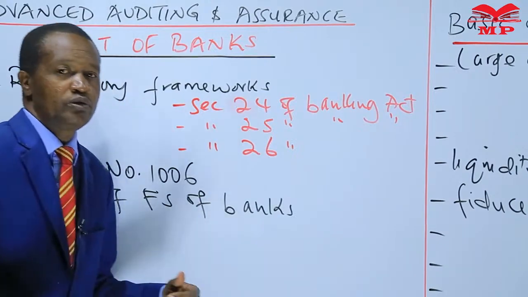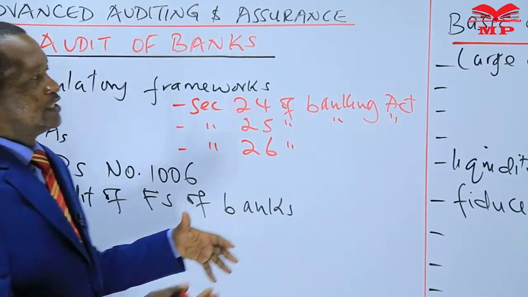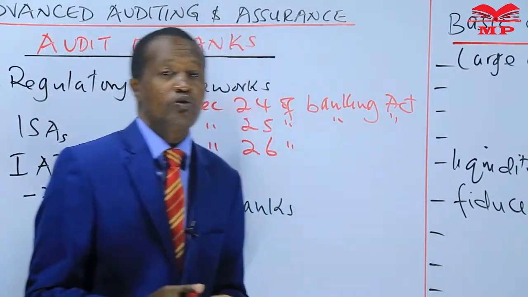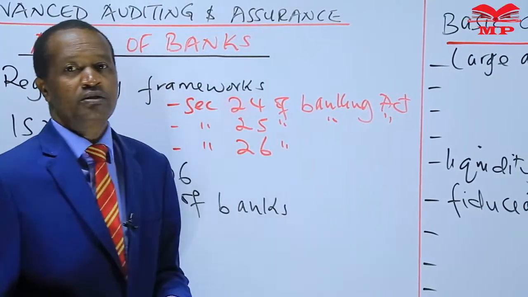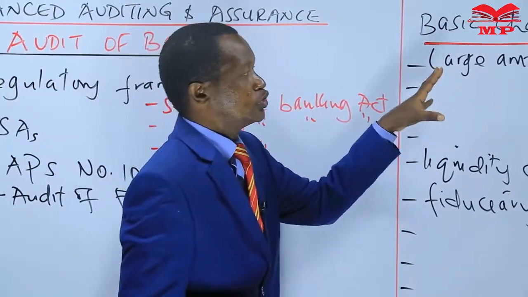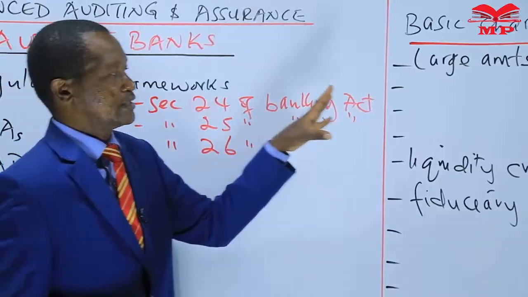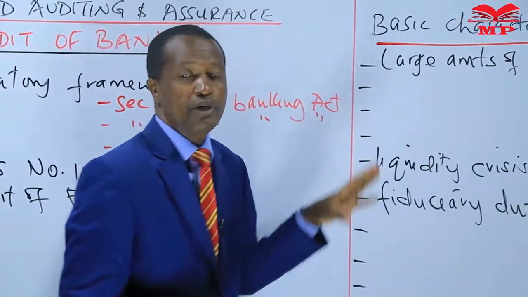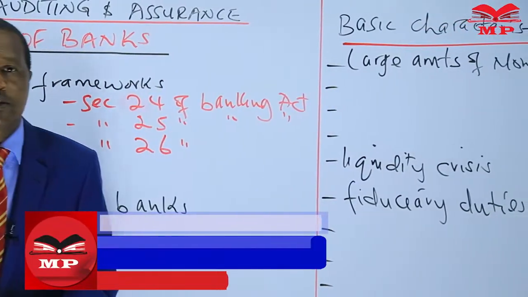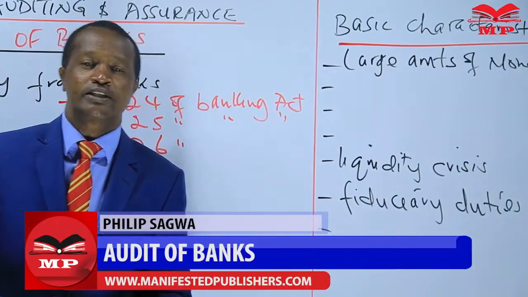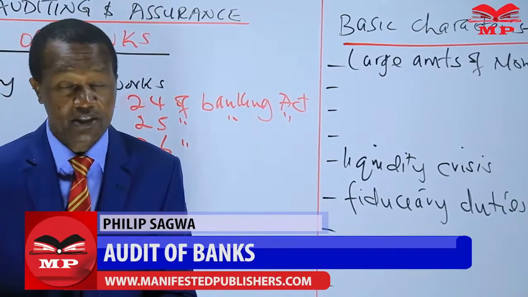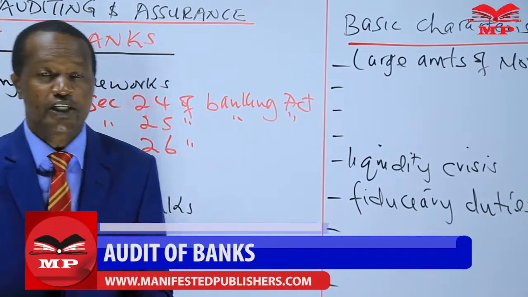In the lesson, we've gone ahead to identify some of the basic characteristics of banks. These characteristics are common to banks, and they distinguish banks from other commercial enterprises. In our next session, we will study audit objectives of banks and terms of engagement.